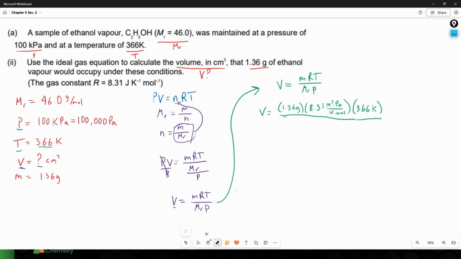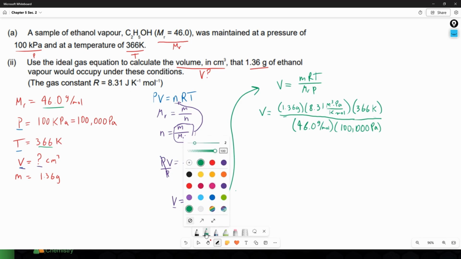over Mr, which is the molar mass, which was 46.0 grams per mole, times pressure, which we said was 100,000 pascals.